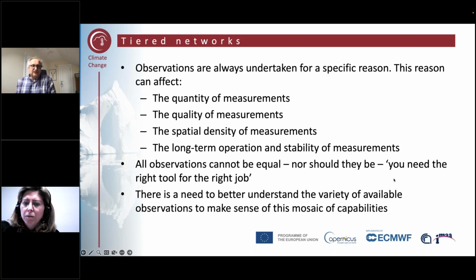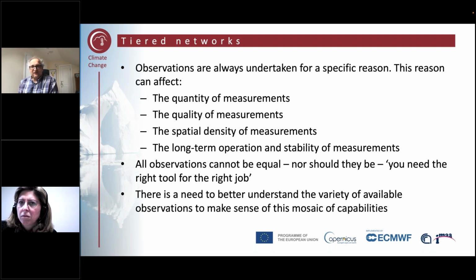So firstly, tiered networks, and Andrea went into this in some detail, but observations are always undertaken for a specific reason, and it's important to recognize that. It's furthermore important to recognize that for the majority of observations we take, even today, their primary reason is not for climate or for climate monitoring. It's for a broad variety of reasons. It might be for aircraft operations, safety at an airport. It might be for crop monitoring in a rural region. It might be for weather forecasting, it might be for a whole host of reasons, but principally many of the observations we take are not taken for climate.